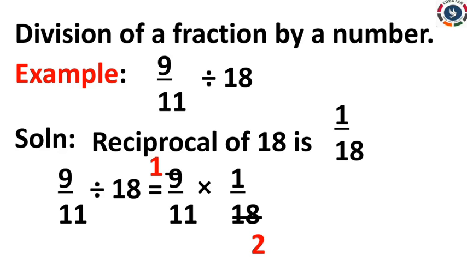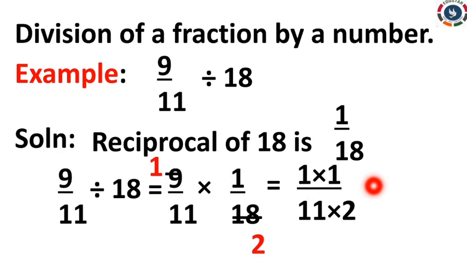So take and write the numerator and denominator values. Write 1 into 1 divided by 1 into 2. So you multiply the numerators: 1 times 1 is 1, and 1 times 2 is 2. The answer is 1 by 2.